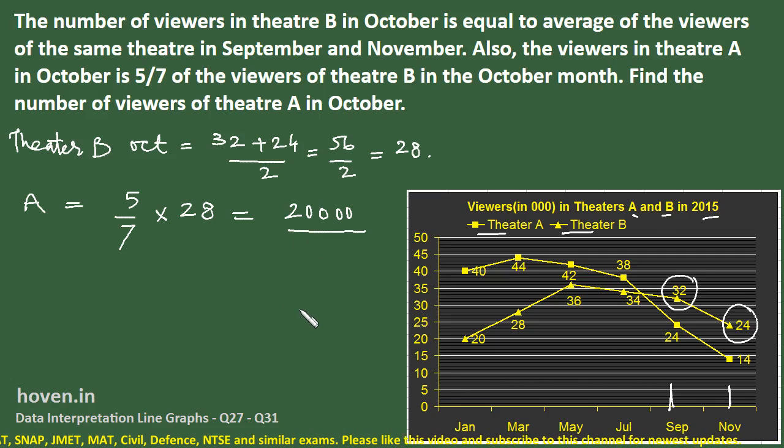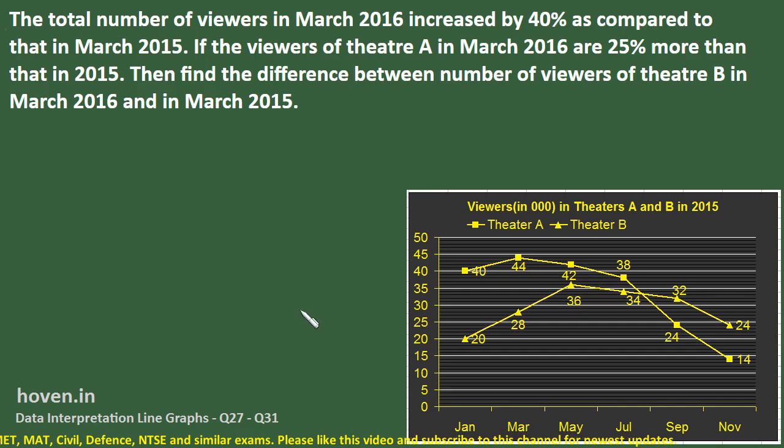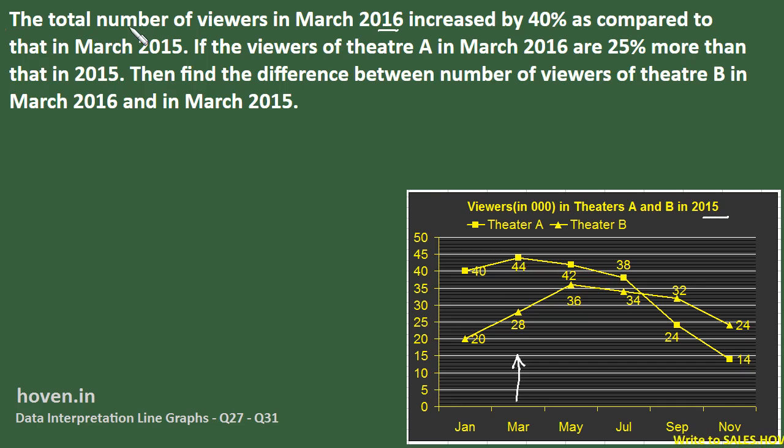Let us move to our next question now. The total number of viewers in March 2016, this data is for 2015, and this is where the March figure stands, that is in the next year, increased by 40% as compared to that in March 2015. This is the total viewership for both the theaters.